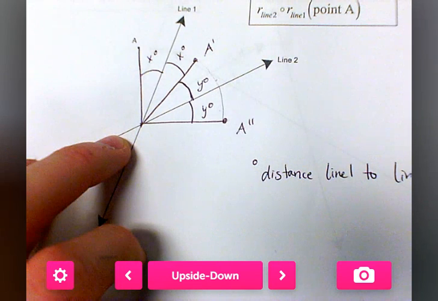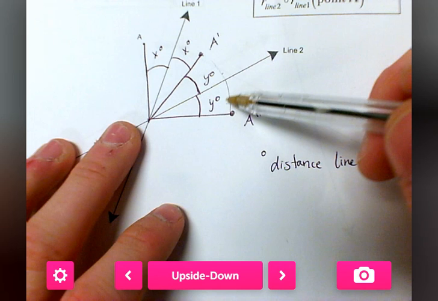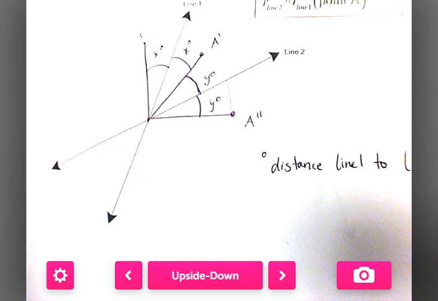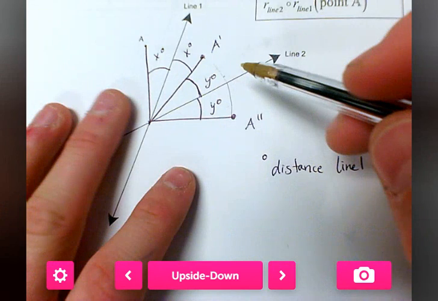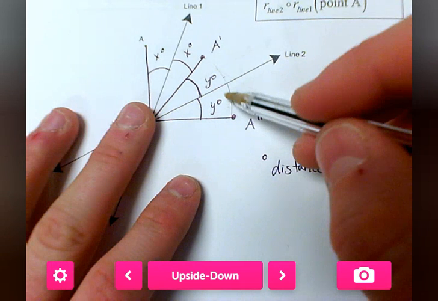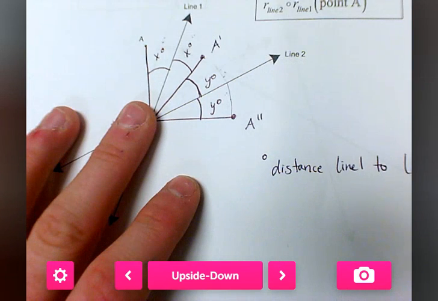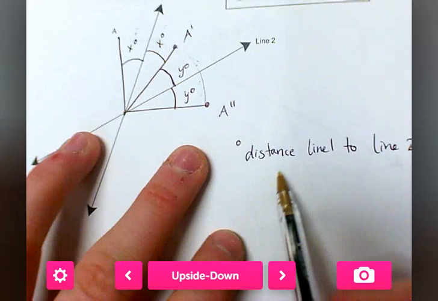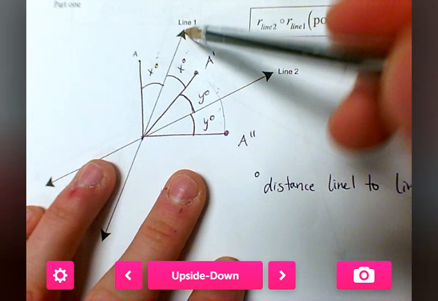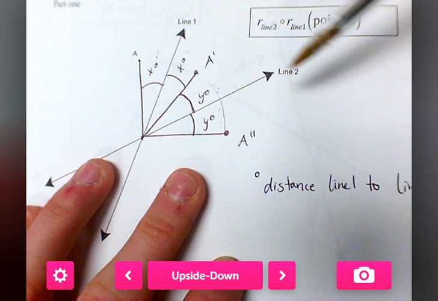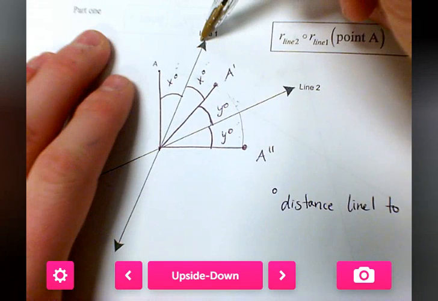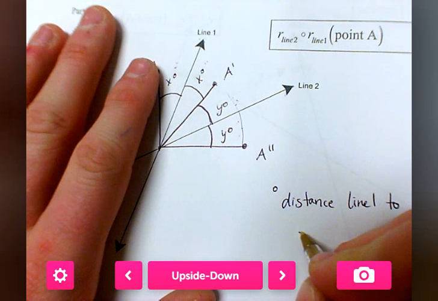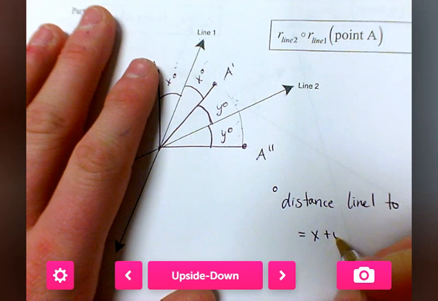So again, you could swap these with y's or x's or a's or b's. It doesn't matter what the variable is, just that these two are going to be the same and these two are going to be the same. So distance from line 1 to line 2, we're looking for the degrees. So what's the degrees from line 1 to line 2 here? X plus y. Good. X plus y, and I'm going to put a little degree sign there.